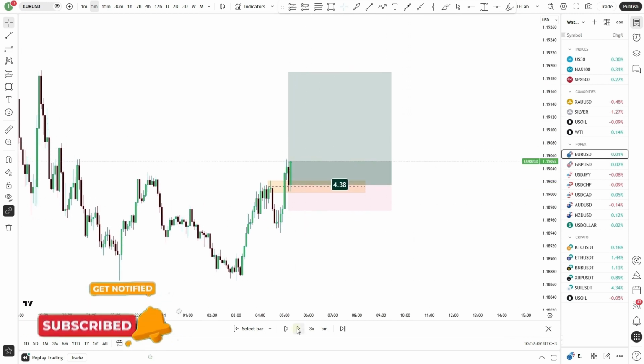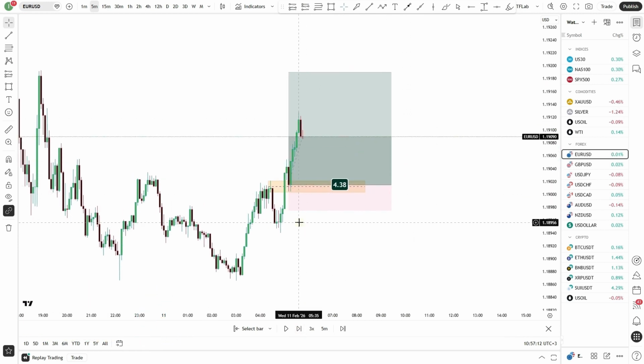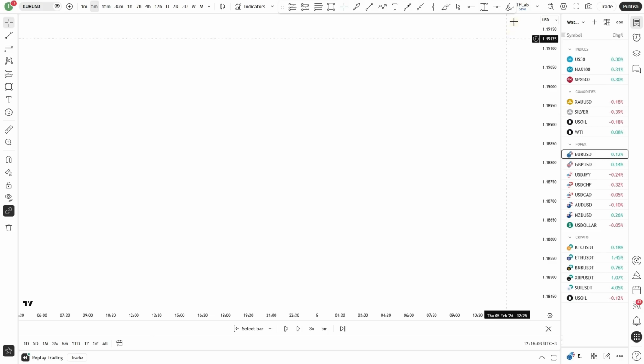Because in this tutorial you'll learn how to use the unicorn setup for entries just like professional traders do. So, let's get into the tutorial. Alright, hello. To get familiar with the unicorn algo, or actually the unicorn itself, you need to have some basic information about various topics so that you can actually set up this algorithm easily.